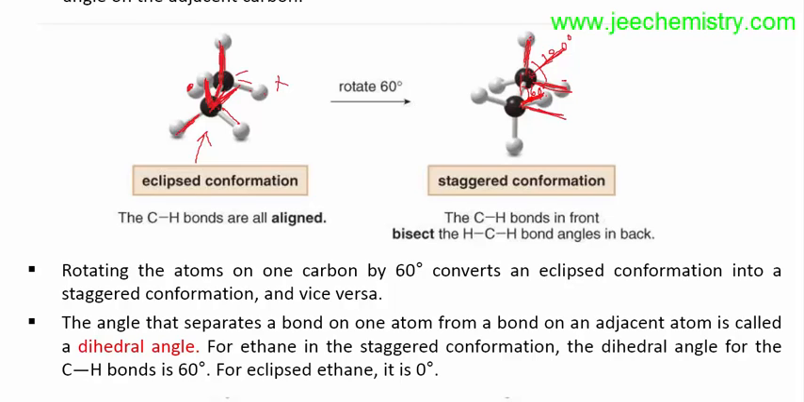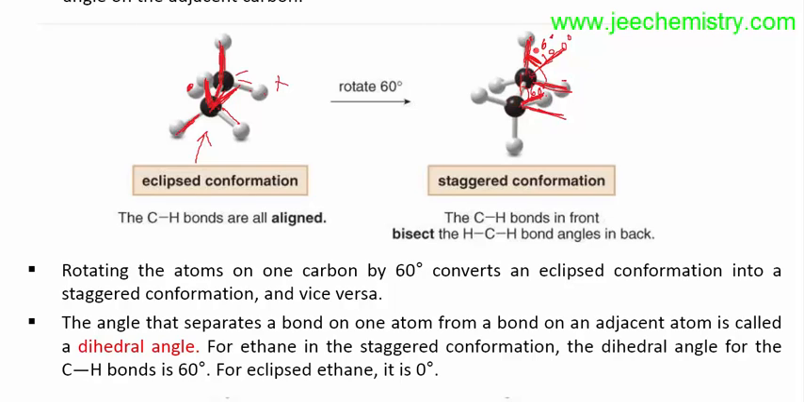But here there is a 60 degree rotation of the front carbon. This is called 60 degrees. The angle between a bond on one atom and a bond on an adjacent atom is called the dihedral angle. For ethane in staggered conformation, the dihedral angle for a CH bond is 60 degrees. This is 60 degrees. This is a dihedral angle.